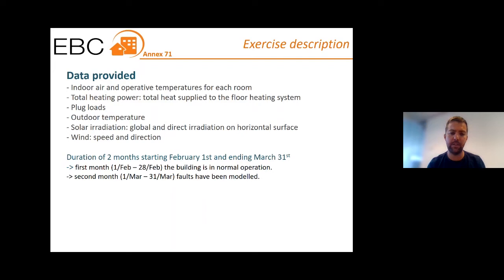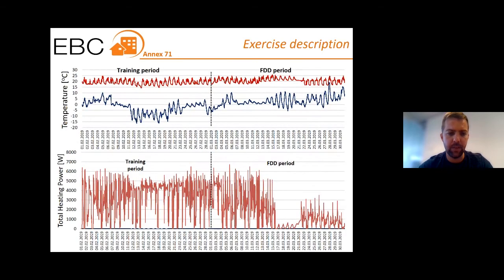And for the first month of that period, the building was actually simulated as if it were in normal operation. So everything behaving as supposed to, could be used as a training set, therefore. And then the second month, these faults were introduced. And well, on the next slide, you see what that data looks like.